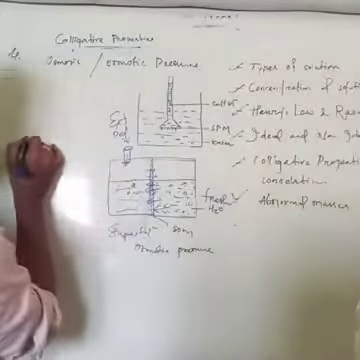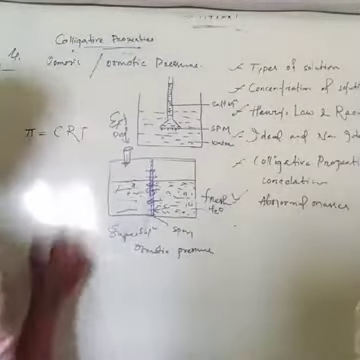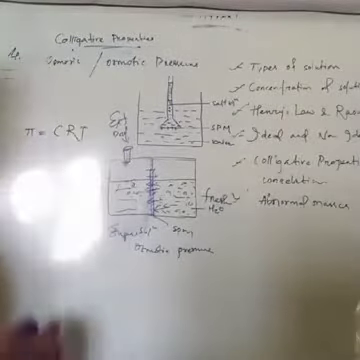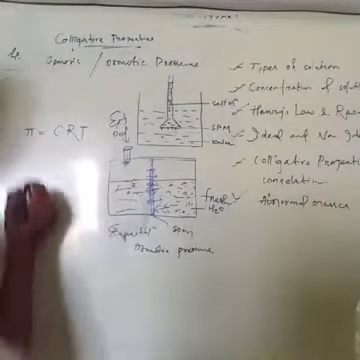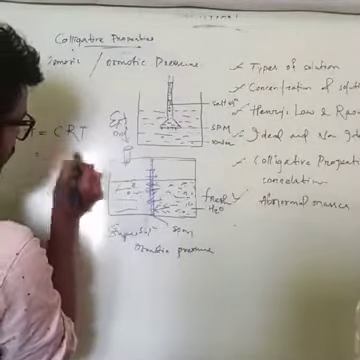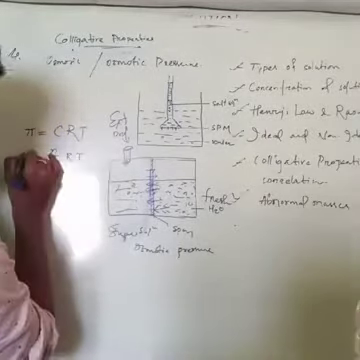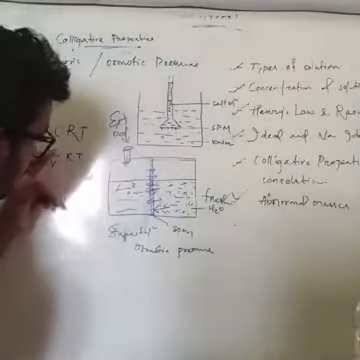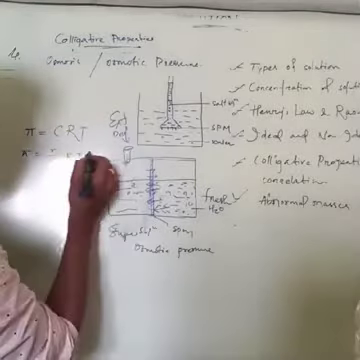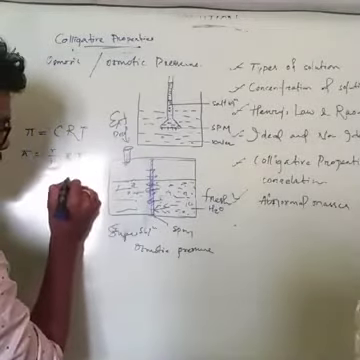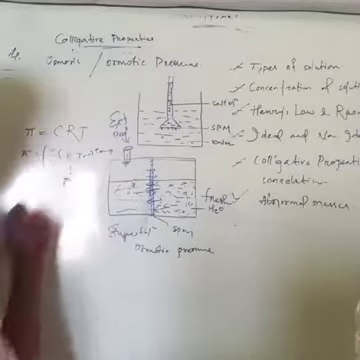So osmotic pressure, external osmotic pressure, pi, is equal to CRT. This is directly proportional to the concentration. C is nothing but n by V, so pi = (n/V)RT. What is n by V? Number of moles per unit volume, that is the concentration. R is the gas constant and T is the temperature.